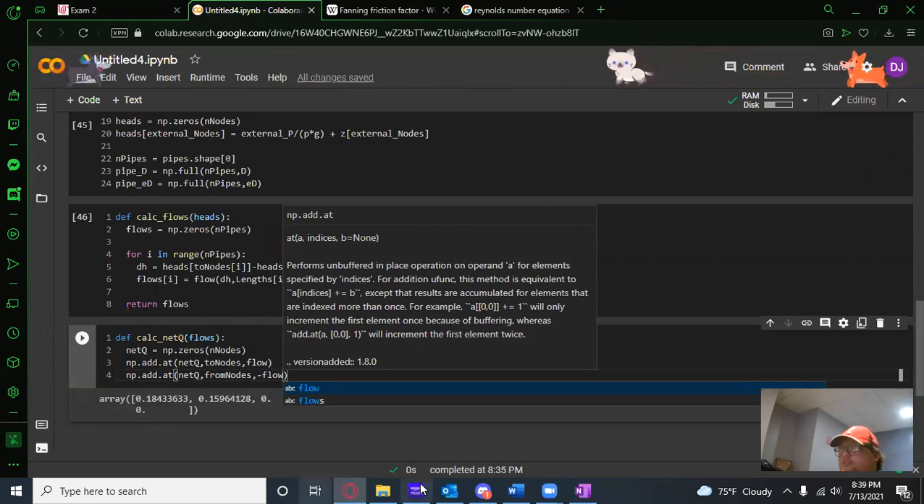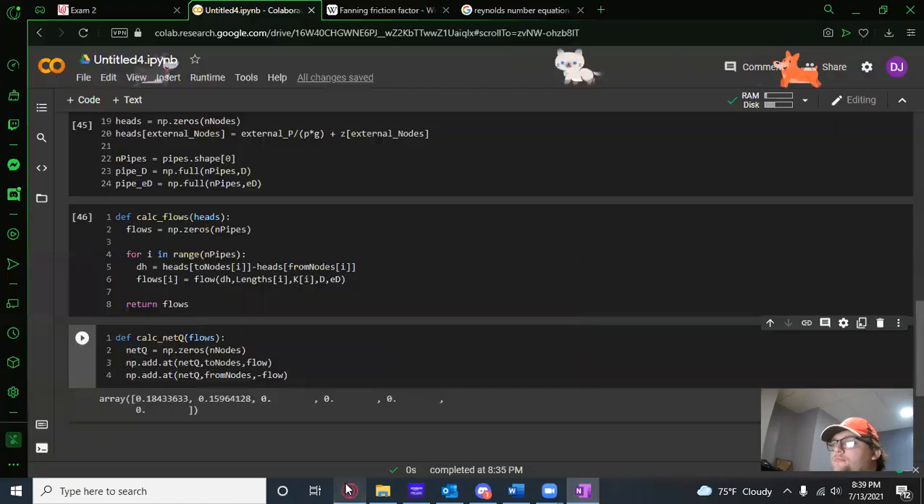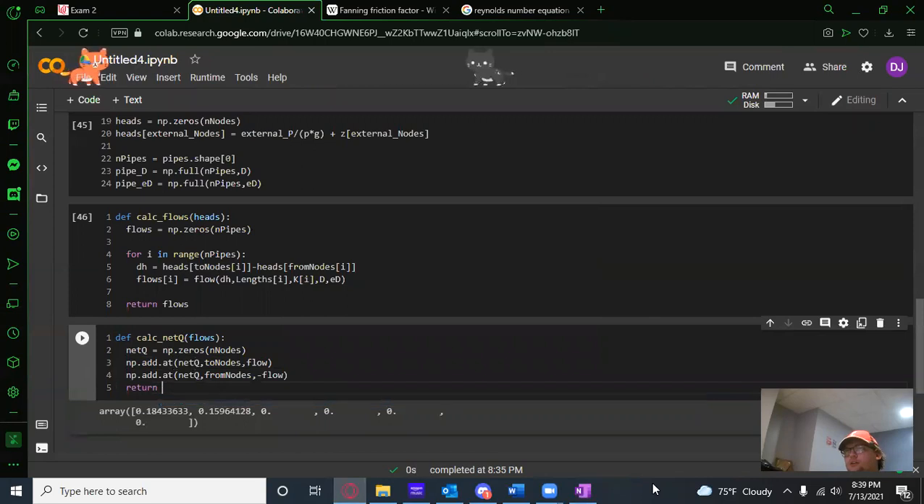Now, if you're struggling to see why that makes sense, the flow is going from 0 to 1. So the fluid goes in, so the Q will be positive at 1, but negative at 0. By adding to node 1, we're accounting for the fluid going in, and by subtracting from 0, we're accounting for fluid leaving that node. Return net Q.